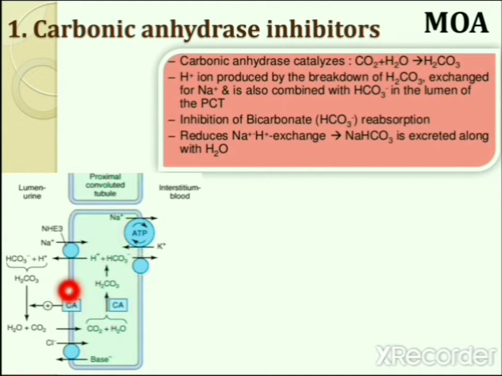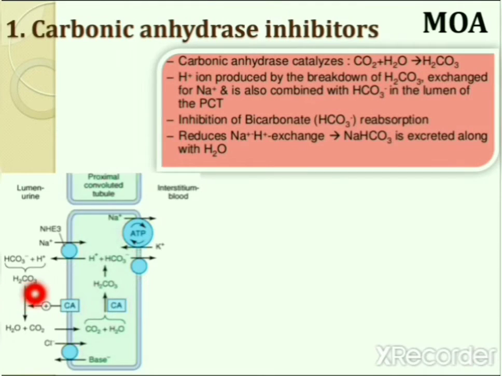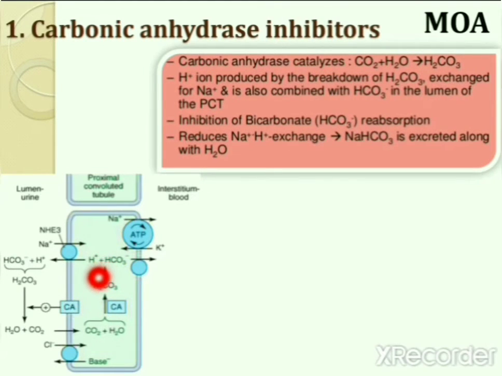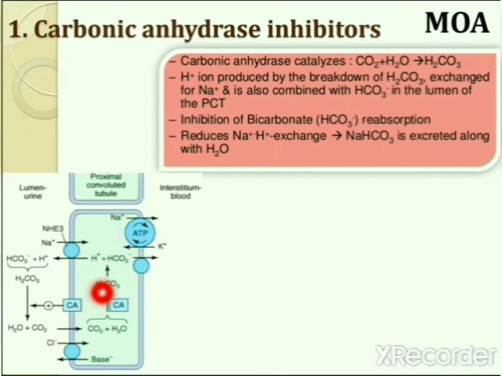Bicarbonate absorption by the proximal tubule is dependent on the activity of carbonic anhydrase, which converts bicarbonate to carbon dioxide and water. CO2 rapidly diffuses across the cell membrane of proximal tubule cells, where it is rehydrated back to H2CO3 by carbonic anhydrase. Bicarbonate absorption is therefore dependent on the activity of carbonic anhydrase. Inhibition of carbonic anhydrase by carbonic anhydrase inhibitors results in an increased urinary loss of bicarbonate.